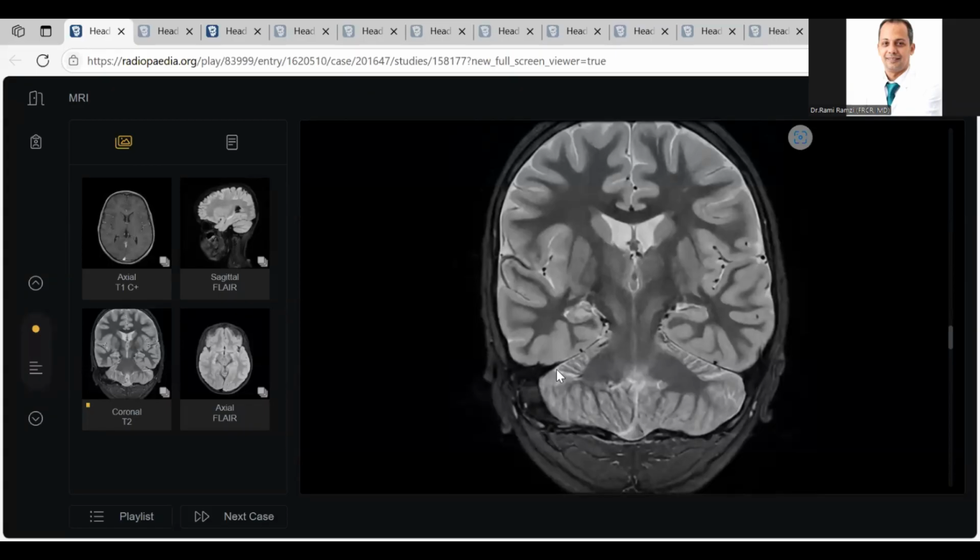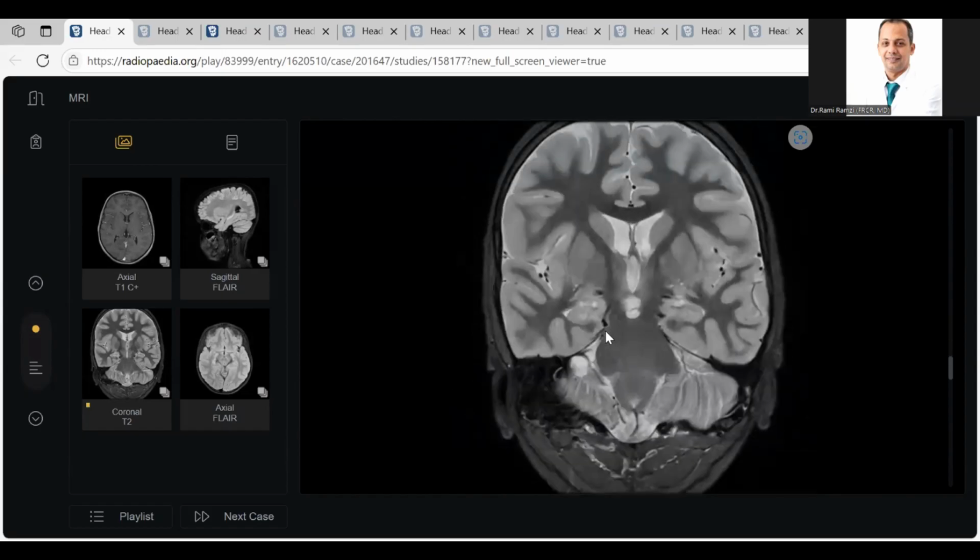In bilateral hippocampus, more so on the right side. In the mesial temporal region, there is subtle high signal. What is the name? Mesial temporal sclerosis, sir. Excellent. Right or left? More so on the right.